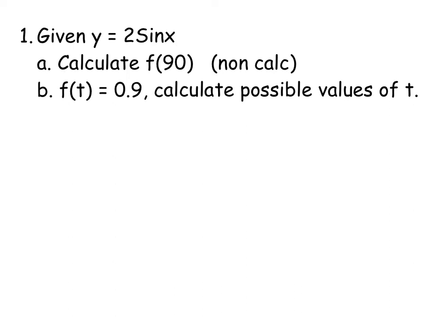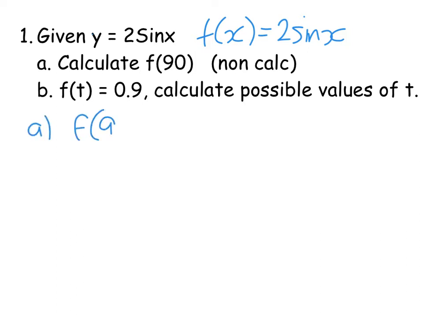Now, first of all, I'm really sorry, that should have said f of x equals up here, so that should have said f of x equals 2 sine x. But f of x and y mean the same thing. And then it says calculate f of 90. So we know, hopefully from previous knowledge, that means we just replace x with 90. So f of 90 equals 2 sine 90.